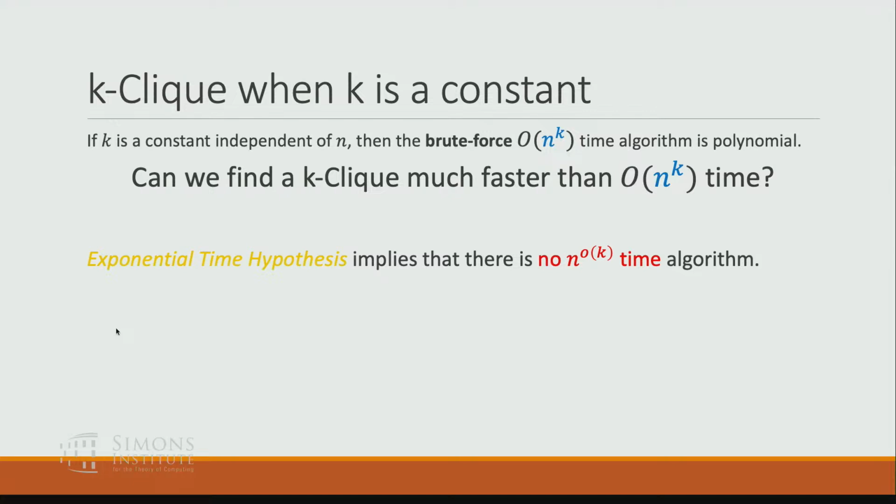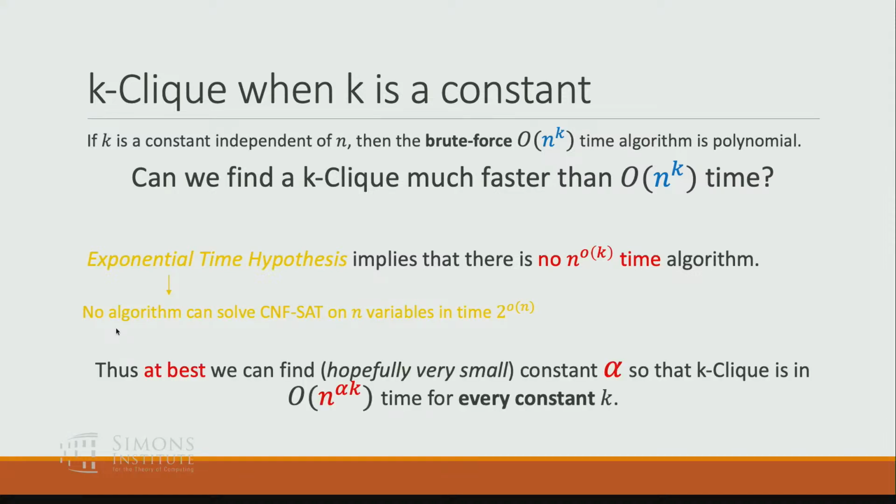Under the exponential time hypothesis, it's known that there's no n to the little-o of k time algorithm for k-clique finding. The exponential time hypothesis says that no algorithm can solve CNF-SAT on n variables in time 2 to the little-o of n. So it is a weaker version of the strong exponential time hypothesis we saw in earlier talks. In the strong exponential time hypothesis, we basically assume that CNF-SAT requires 2 to the n minus little-o of n time. Here the assumed running time is much lower, so this hypothesis is weaker and more likely to be true.